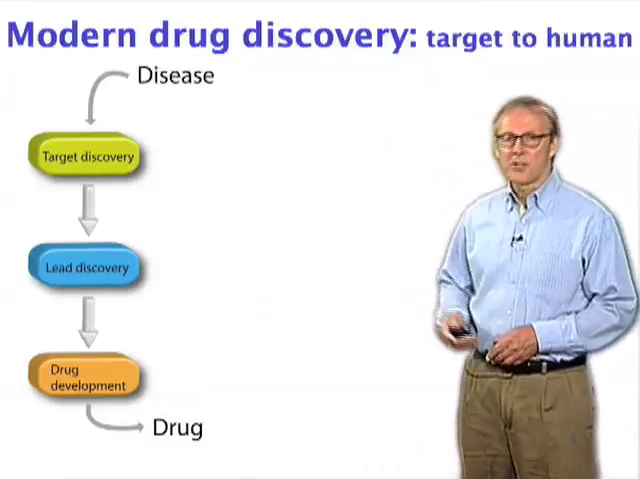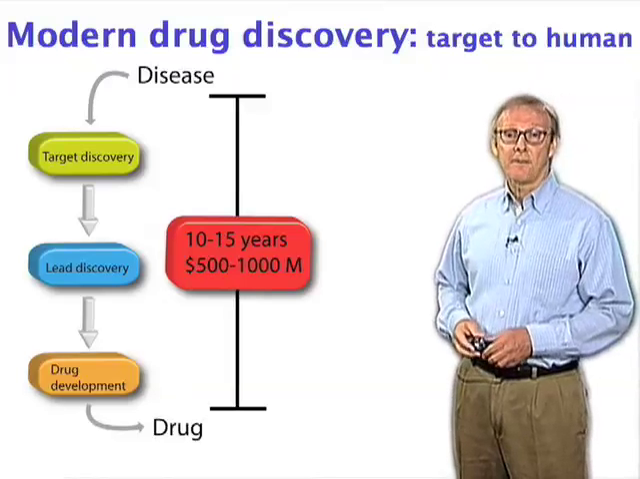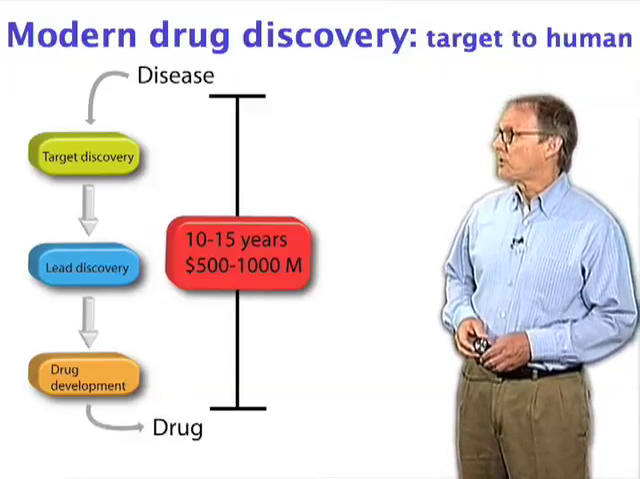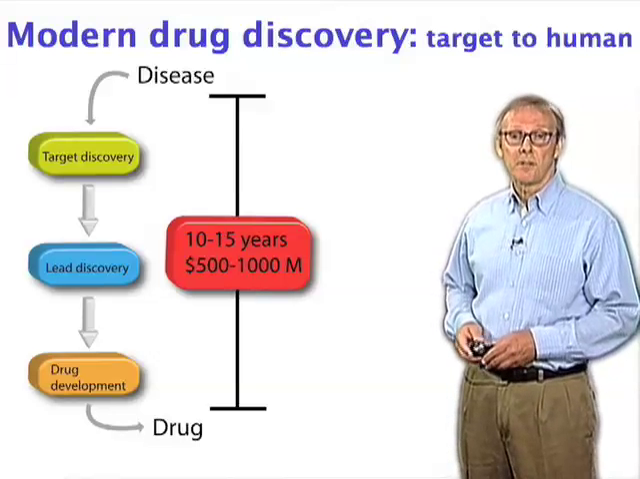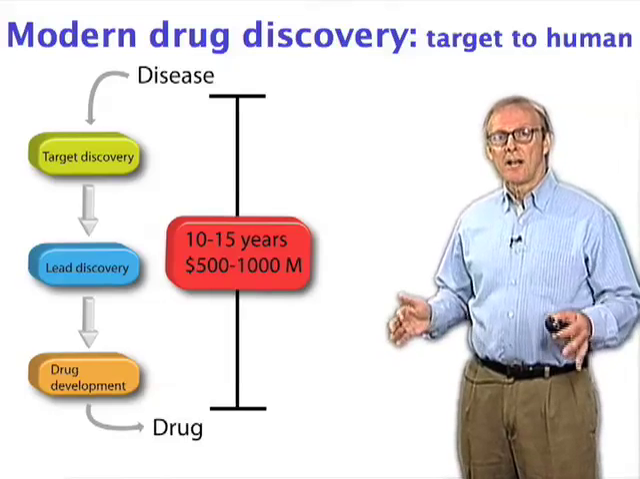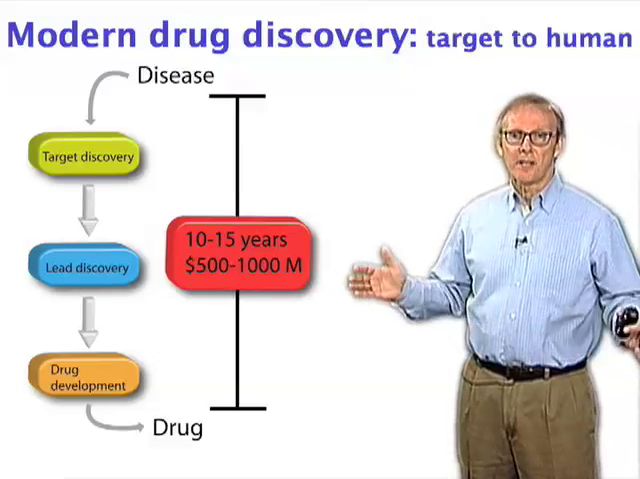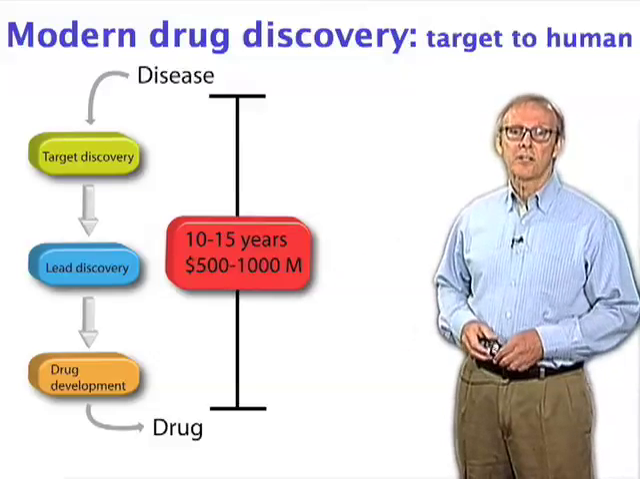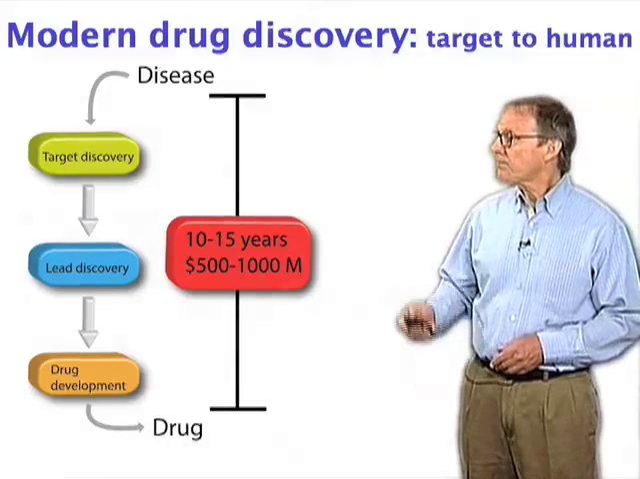Now, this is a long-winded process. It typically takes about 10 to 15 years to discover a drug, and it's expensive too. It's about $500 million to $1 billion to develop a drug. So when you're thinking about the pills that you take in a bottle, think about a shopping mall, because that's easily the cost that it takes to get to the drugs that we end up using.